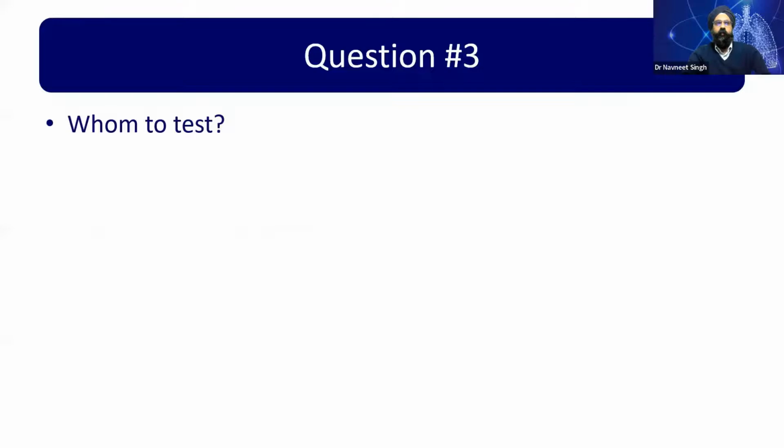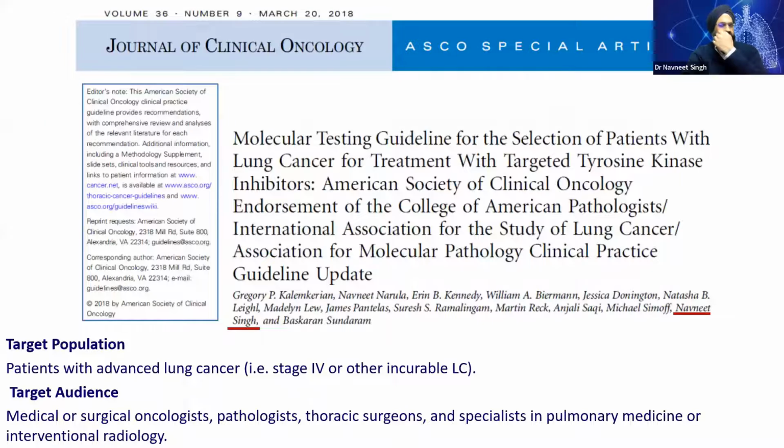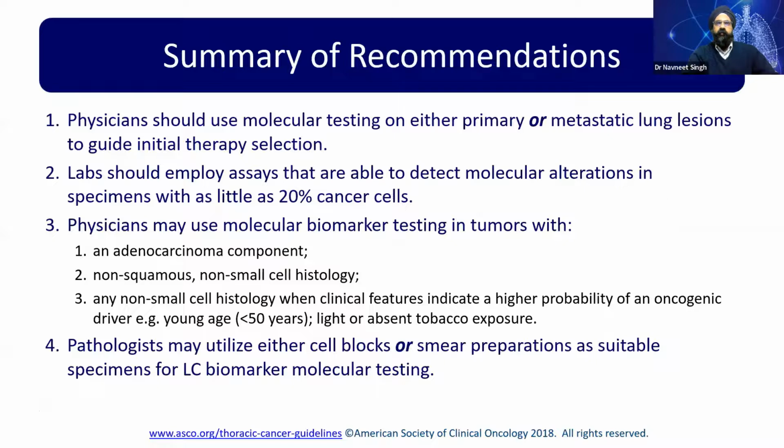Question number 3 is whom to test. And again, I was part of these ASCO guidelines on molecular testing, and basically these were for advanced lung cancer, stage 4 or other unresectable disease. So the important thing is it doesn't matter whether the sample is from the primary lesion or metastatic lesions, they will do just as well.